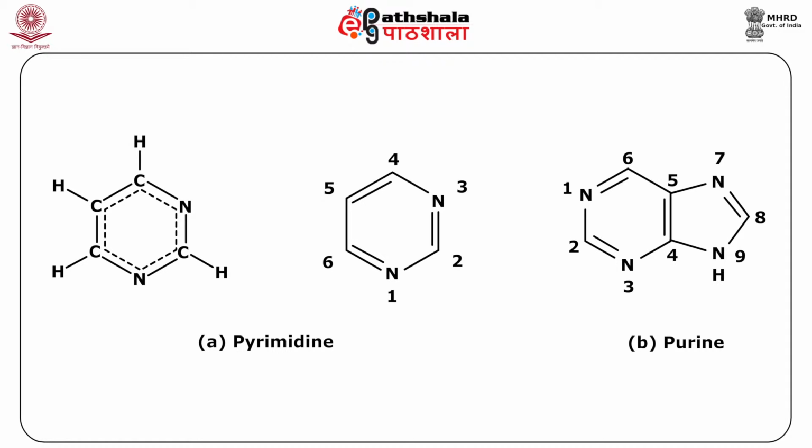Pyrimidine essentially is a 6-membered ring in which the first and third are nitrogen atoms and four are carbon atoms. Now this is labeled in an anti-clockwise direction. If we look at the purine structure, it comprises a pyrimidine ring fused to a 5-membered imidazole ring. Now let's learn about pyrimidines and purines individually.